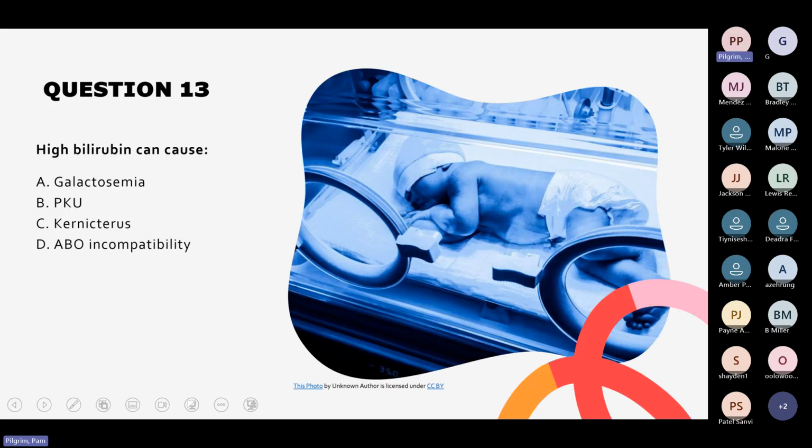Question 13. High bilirubin can cause what? What are we concerned about with high bilirubin? The answer is C, kernicterus. Because what happens with kernicterus is that bilirubin goes into the brain and causes brain damage, and that's what kernicterus is.